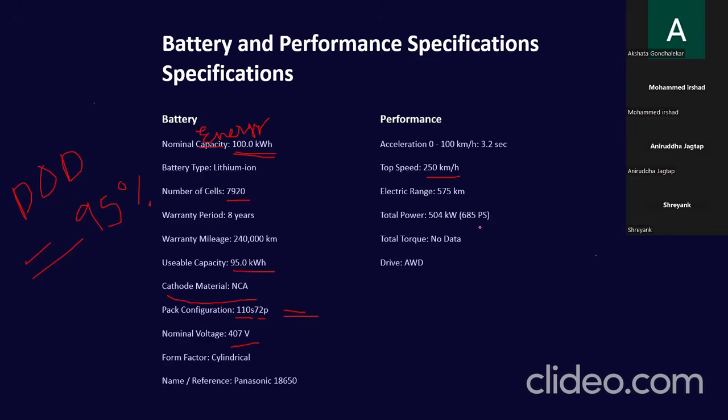Total power for the motor is 504 kilowatt, and total torque you can calculate based on the force you are using here and the diameter, or basically the radius, of the wheel. Okay. And Tesla Model S is all-wheel drive, meaning as it is a four-wheeler, all four wheels are individually connected with the transmission. So all the four wheels will have power.